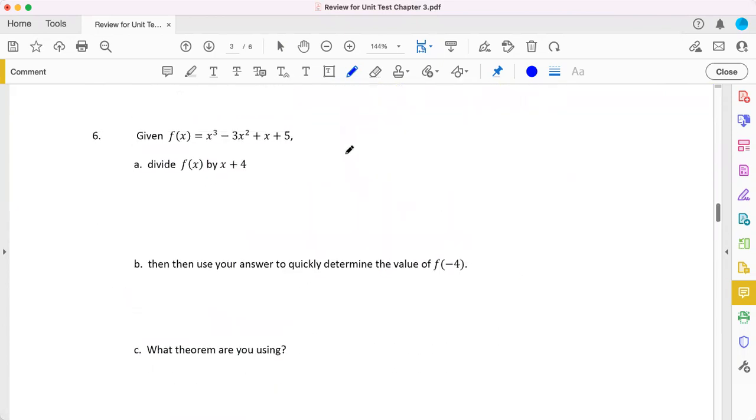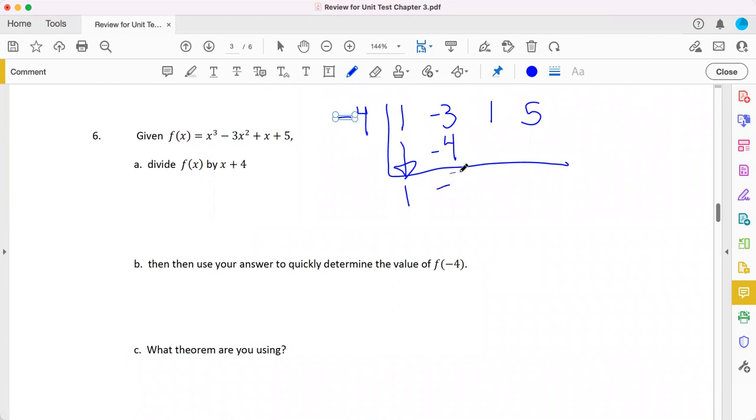I'm going to use synthetic division because I'm lazy. Use a root of -4. Use coefficients of 1, -3, 1, 5. Drop 1 like it's hot. -4 times 1 is -4. This gets you -7. -4 times -7 is 28. Trust me on that. 1 plus 28 is 29.